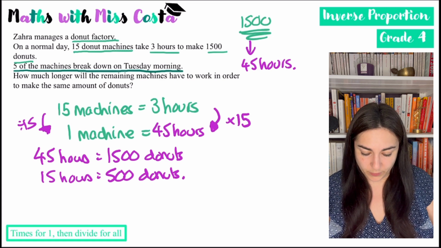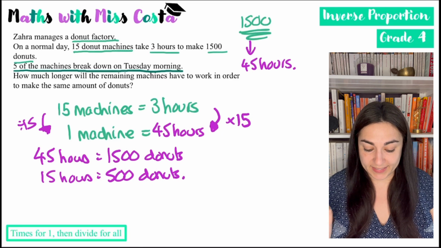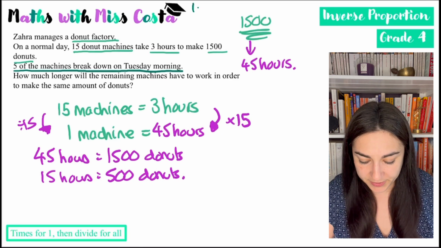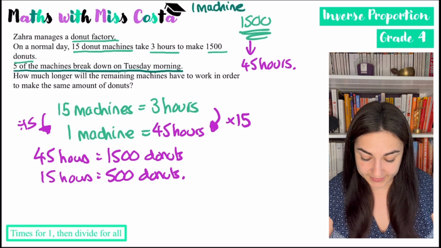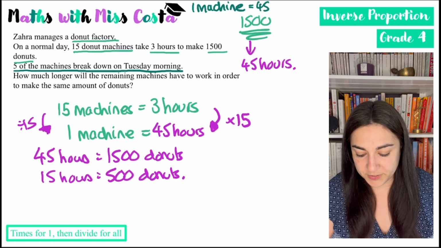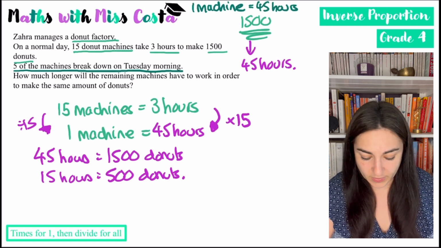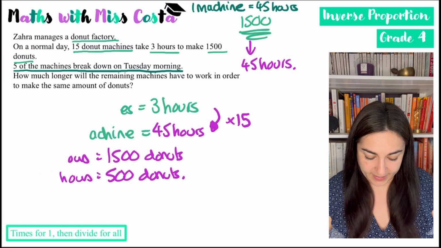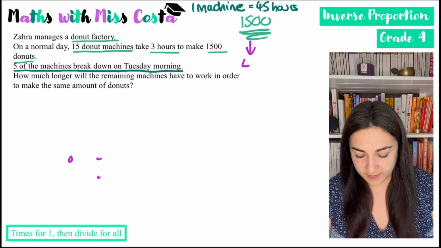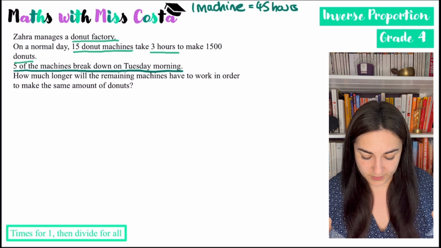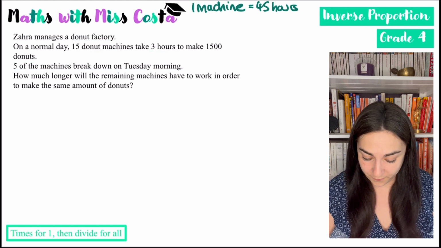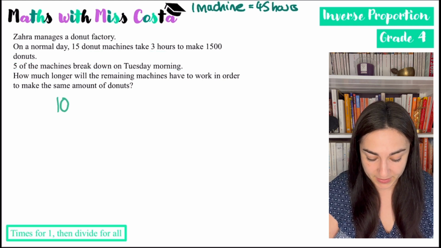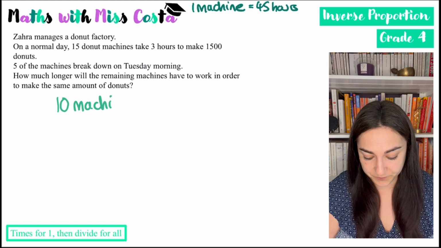How much longer will the remaining machines have to work in order to make the same amount of donuts? Okay, so I know that one machine, I'm trying to make 1,500 donuts in total. It would take one machine 45 hours. If 5 machines break down, so that means she's only left with 10 machines.